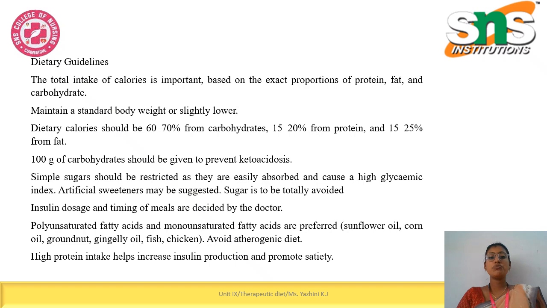The caloric distribution is 60 to 70 percent carbohydrates, and they can get 100 grams of carbohydrates daily, so that they can avoid ketoacidosis, which is a complication of diabetes mellitus.